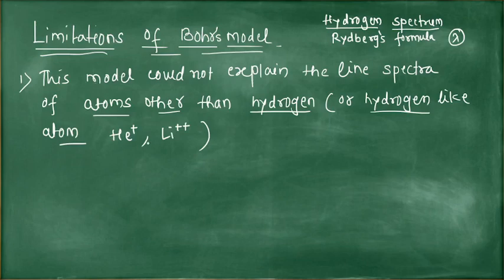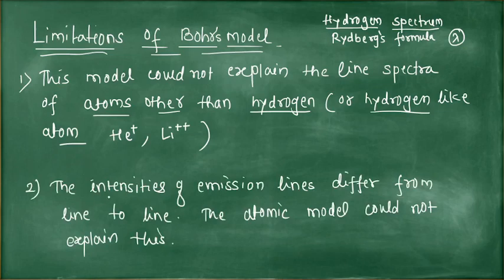But other than hydrogen atom, means hydrogen atom consists of one electron in the first orbit. If there are two electrons in the first orbit, the model could not explain line spectra of such type of atoms. So सिर्फ हाइड्रोजन के लिए ही ये मॉडल सही था.